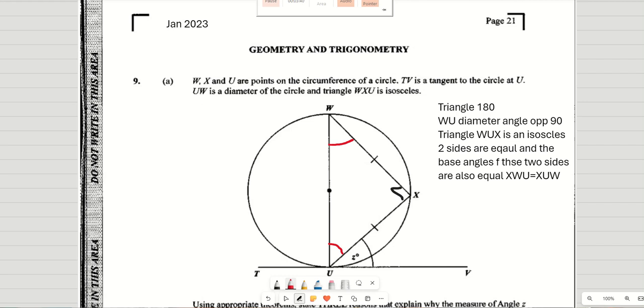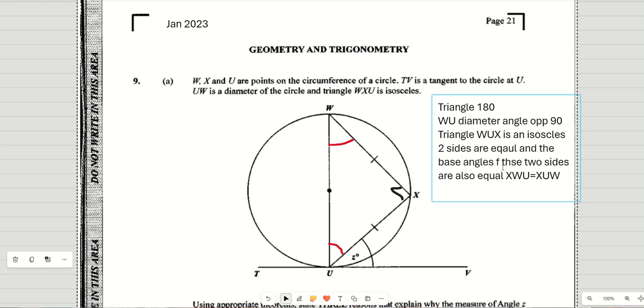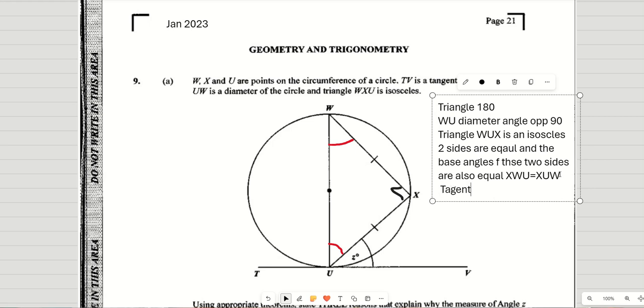The next thing we know is the tangent line TV is perpendicular to line WU.